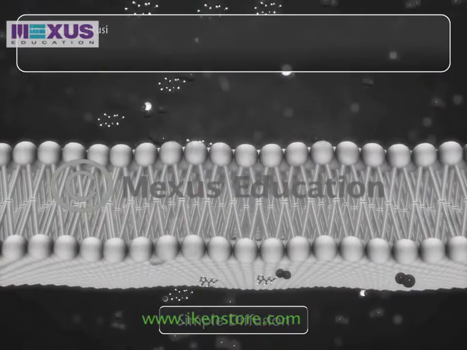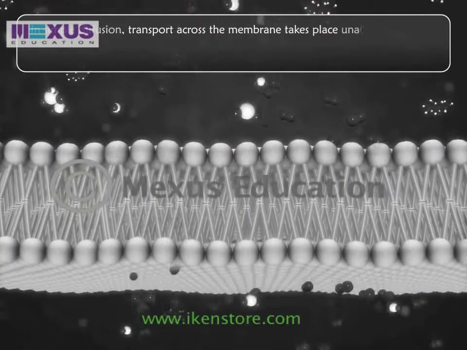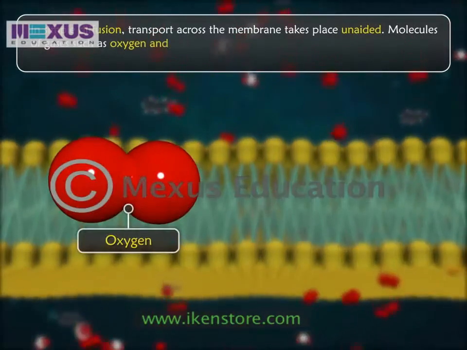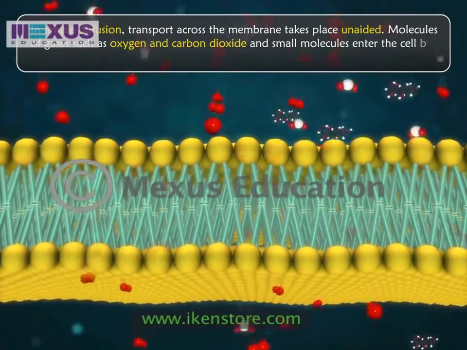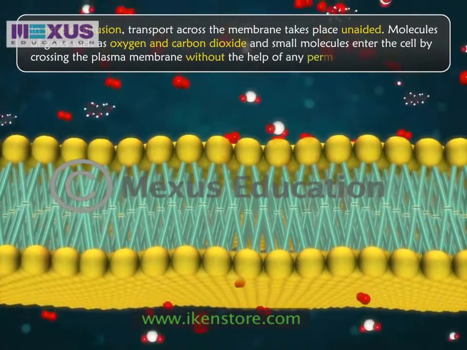In simple diffusion, transport across the membrane takes place unaided. Molecules of gases such as oxygen and carbon dioxide and small molecules enter the cell by crossing the plasma membrane without the help of any permease.